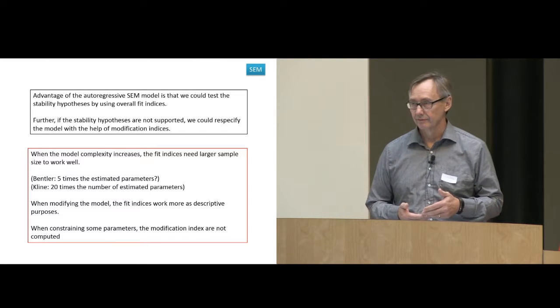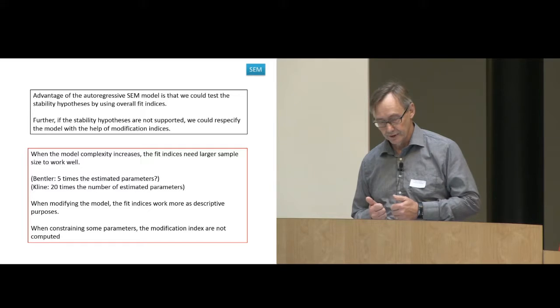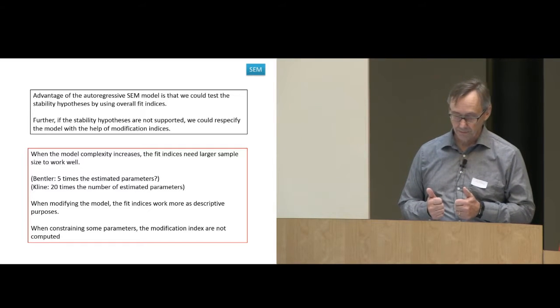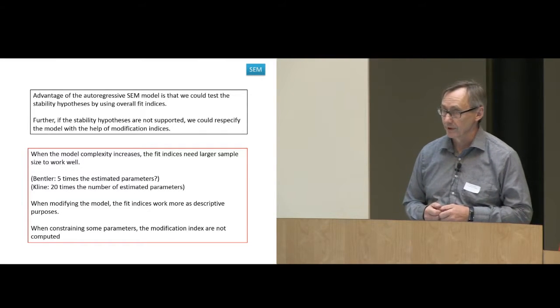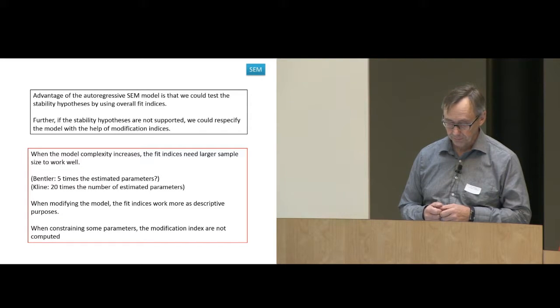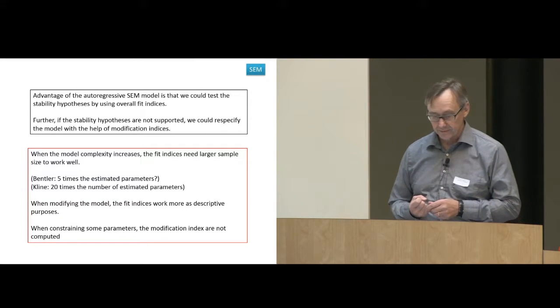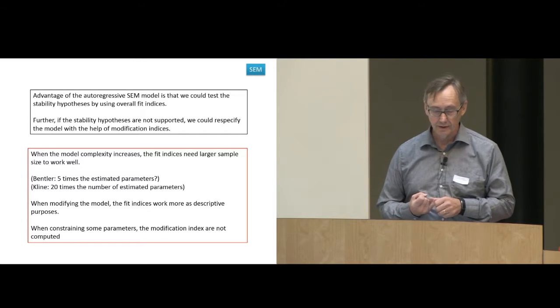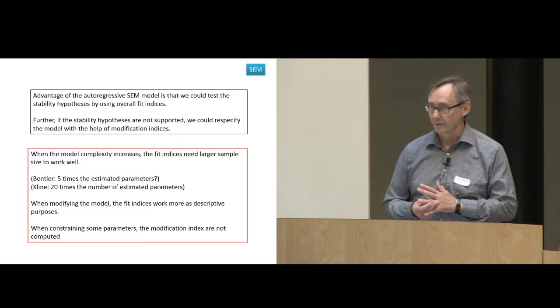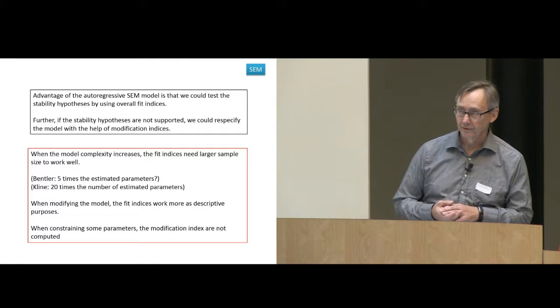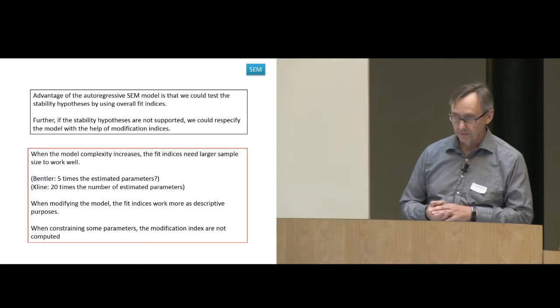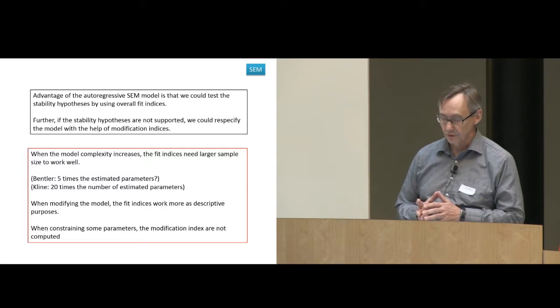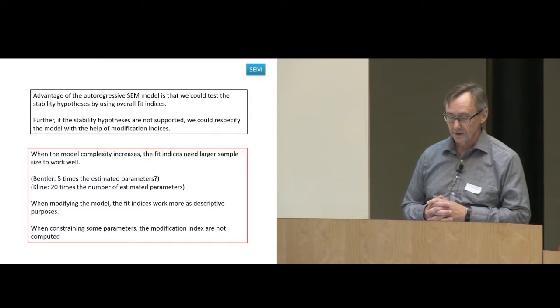The estimation process, however, can give you accurate estimates even with a small sample size. One disadvantage of using fit indices is that when you modify the model, the fit indices work more for descriptive purposes. And for example, if we use Mplus and we constrain some parameters using the constraint command, the modification indices are not computed.